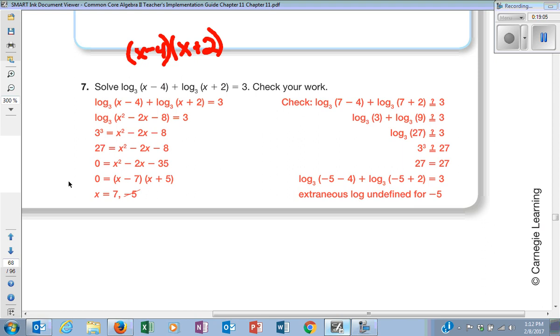They then have a log form, so we change log form into exponential form. 3 to the third equals this. I have two different x values. I will never be able to solve this all on my own by just saying x equals, getting x by itself.